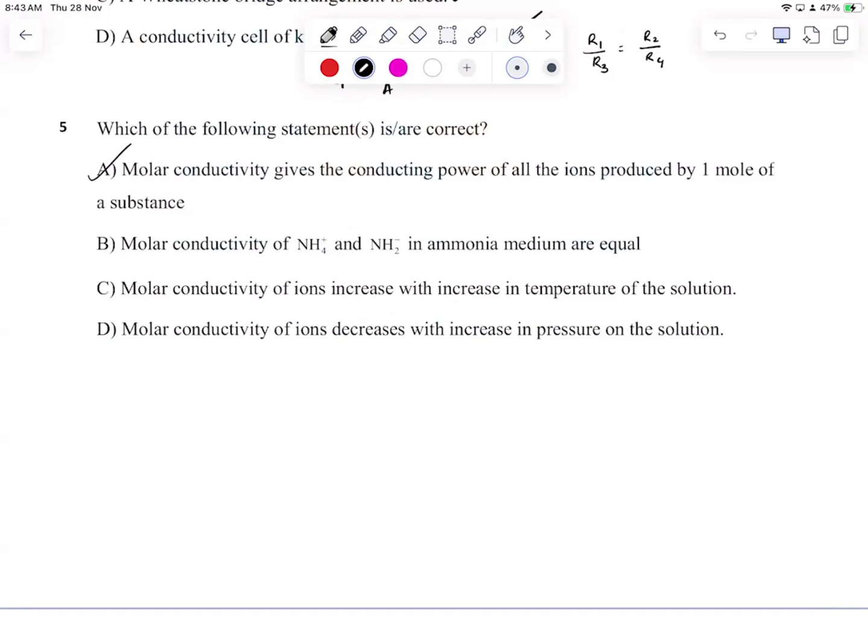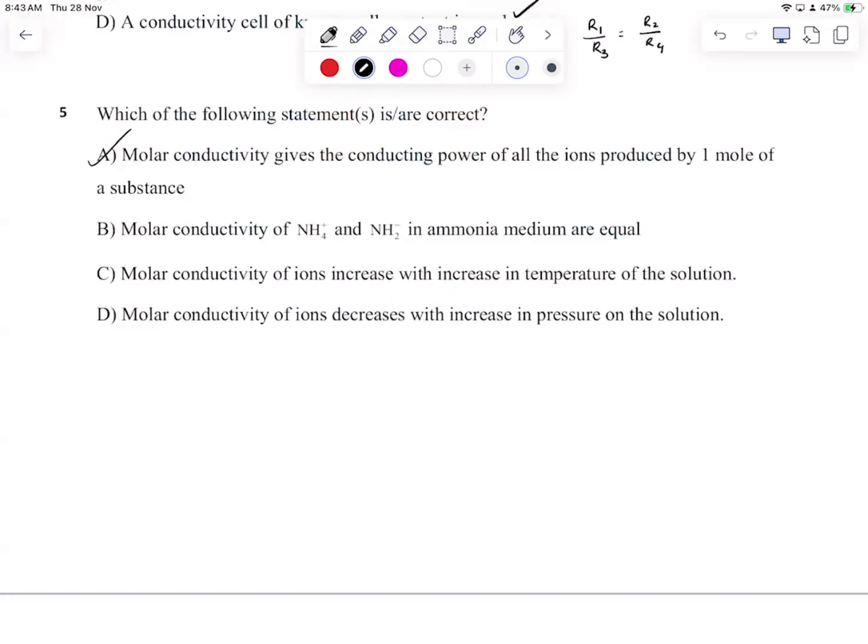Right. Next, molar conductivity of NH4 plus and NH2 minus in ammonia medium are equal. Okay. Well, they are not, because the size of the ions could be different. Because molar conductivity also depends upon ionic mobility of the ions. Correct. So a positively charged ion and a negatively charged ion may not have the same amount of molar conductivity.